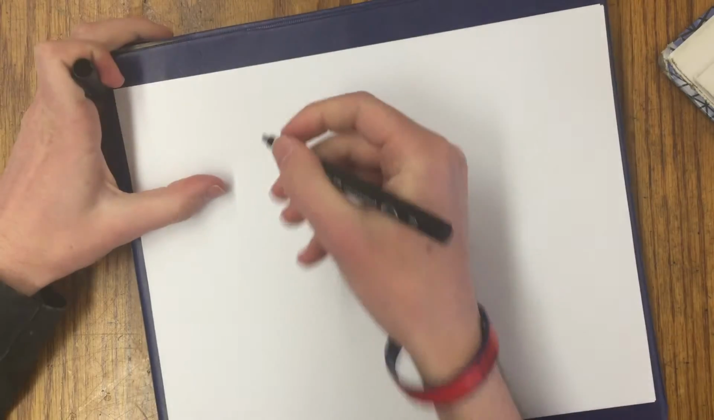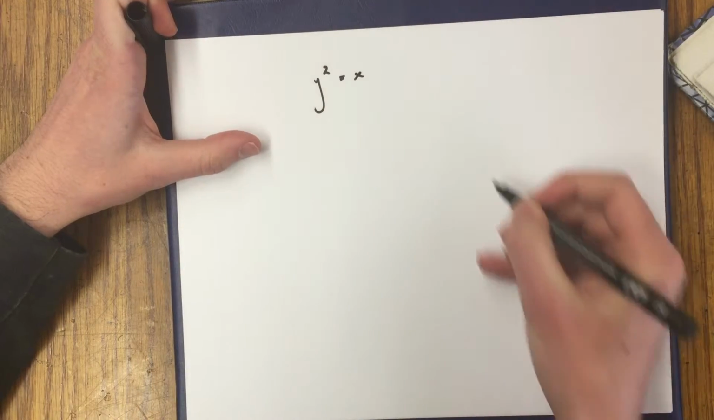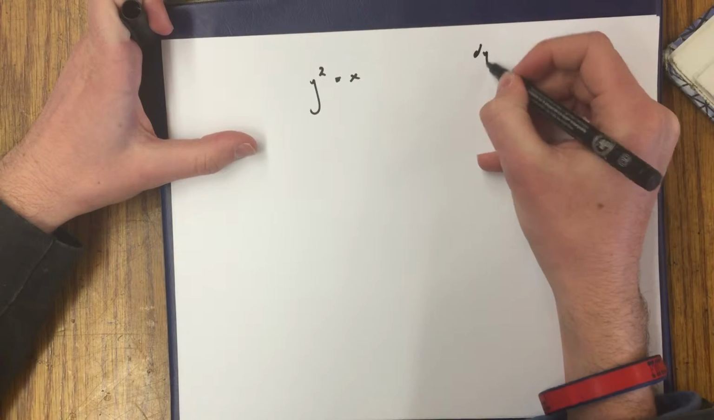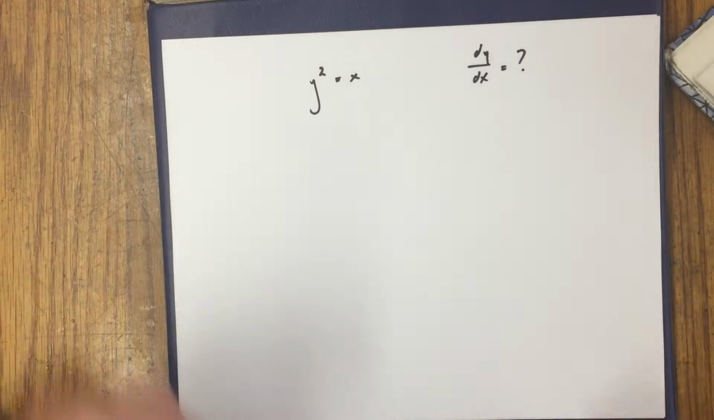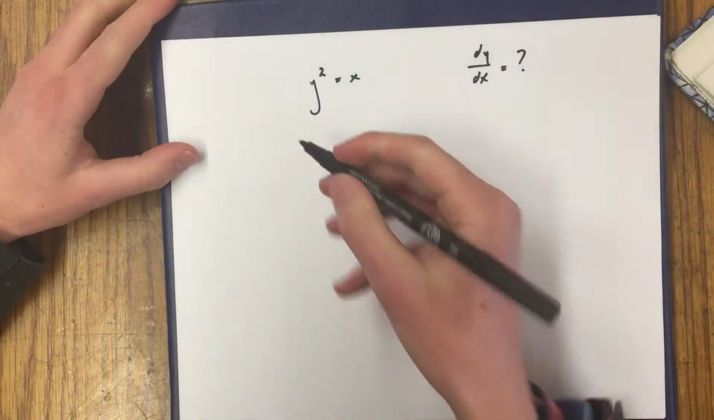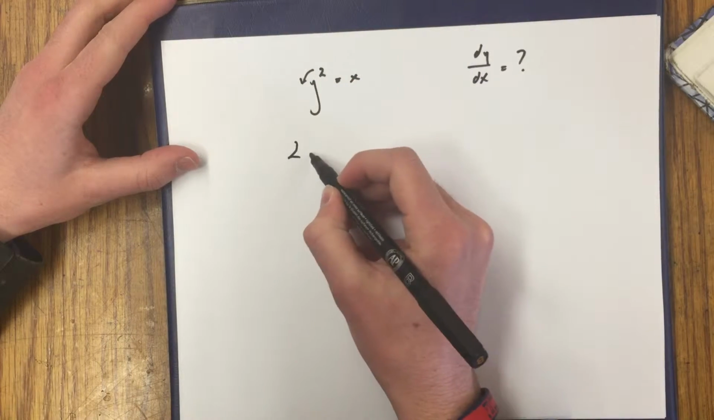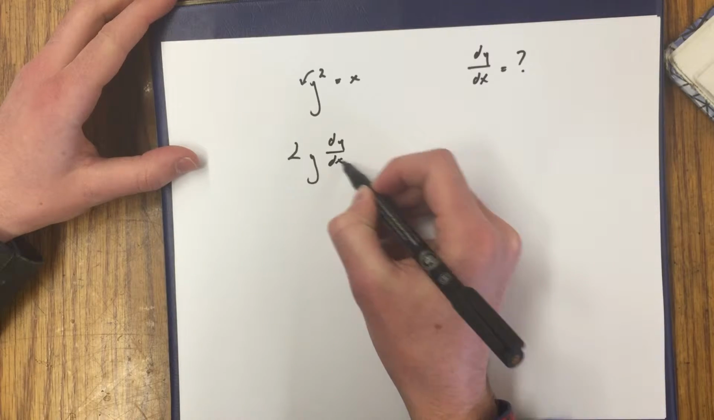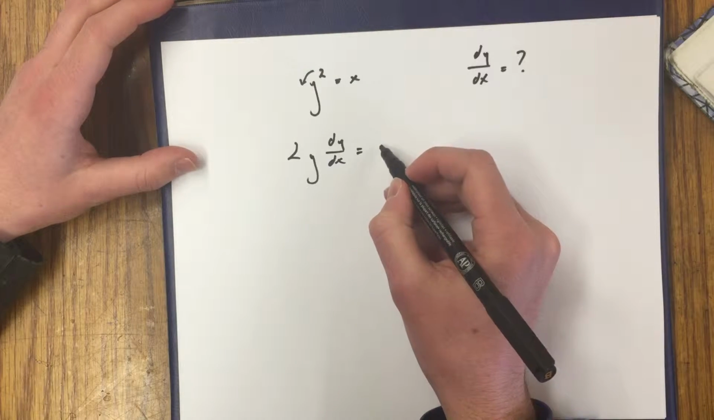So we're going to start off with a very simple example. y squared equals x. In implicit differentiation, we're trying to find what dy/dx equals. So first, let's start off by taking the derivative. The derivative of y squared, the exponent comes down, is 2y dy/dx. And we also have to take the derivative of x, which is 1.